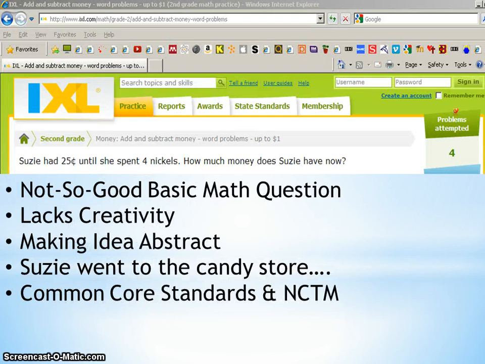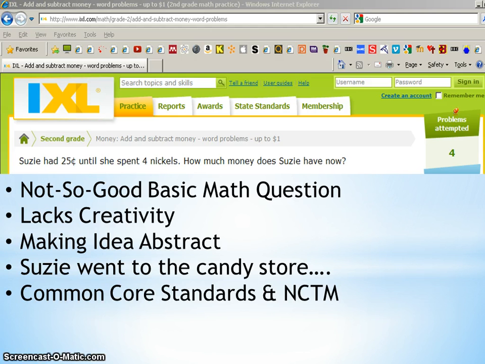Now we're going to look at some examples of not so good math questions, and this is an example of a not so good basic math question. And one of the reasons that it falls in that category, first of all, is that this problem lacks creativity, and a problem such as this one is making the idea of money and spending money very abstract for second graders. It's not in a real life context.